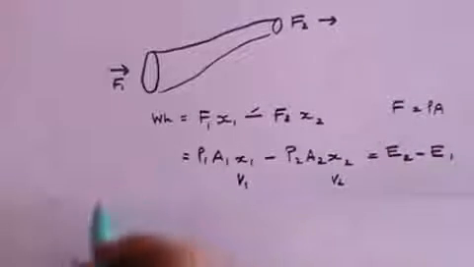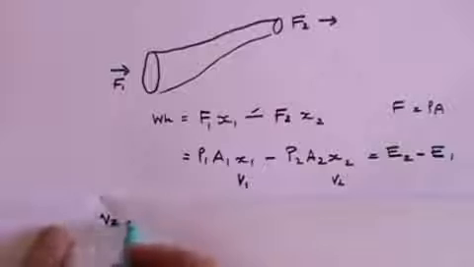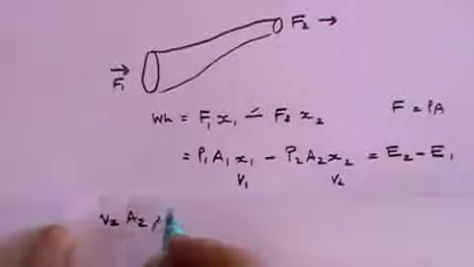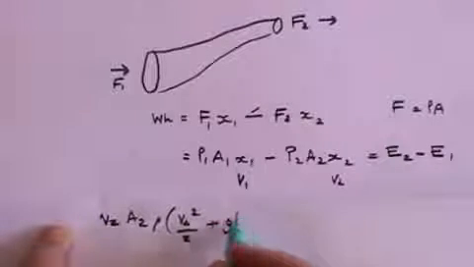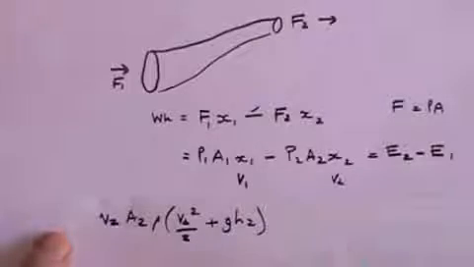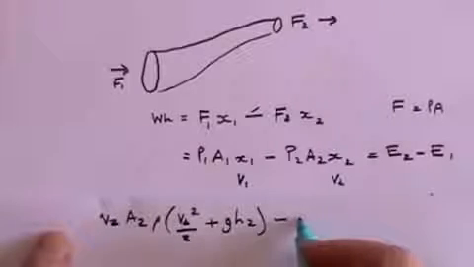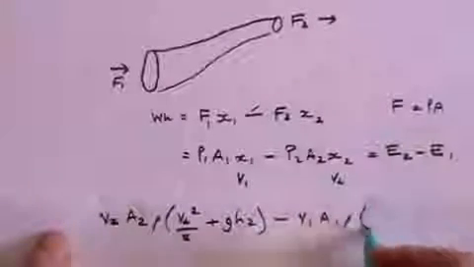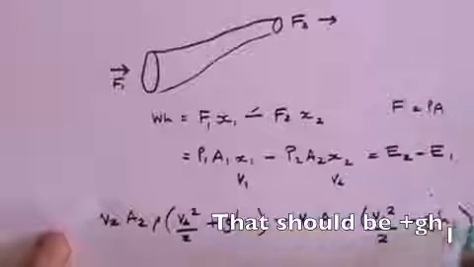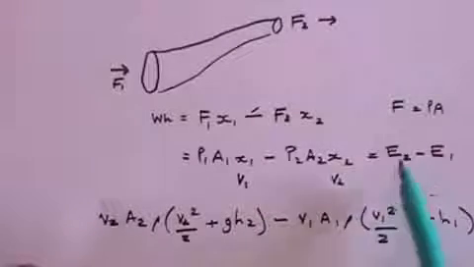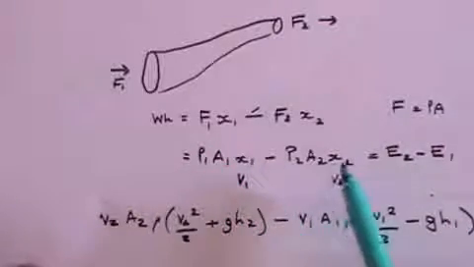It's rather long-winded, but bear with me. For E2, we have V2 times A2 times rho into V2 squared over 2 plus GH2. That is E2. And now we subtract from that E1, which is V1 A1 rho into V1 squared over 2 minus GH1. And that is E2 minus E1.